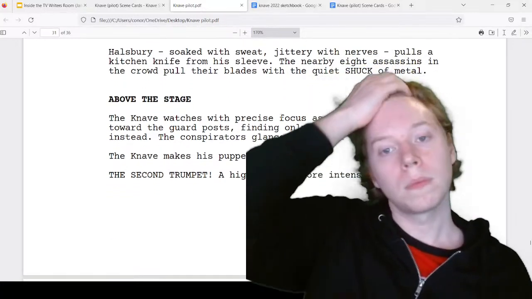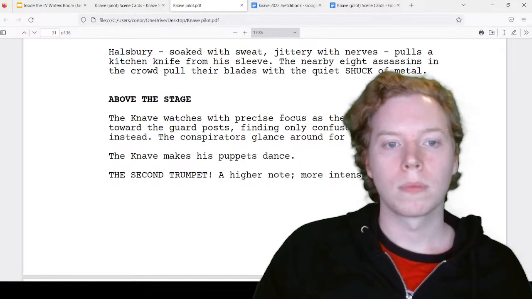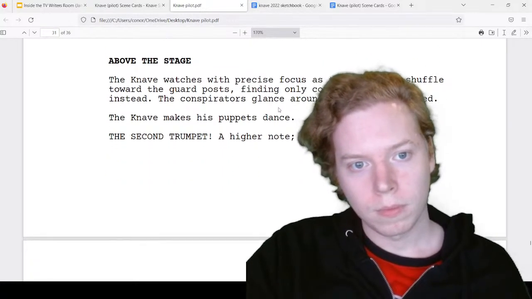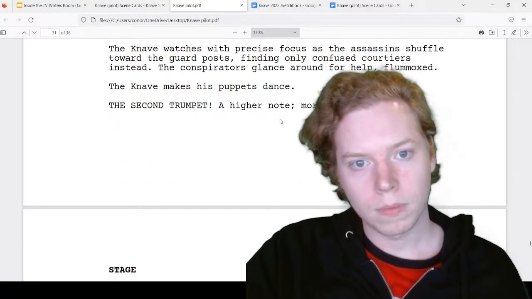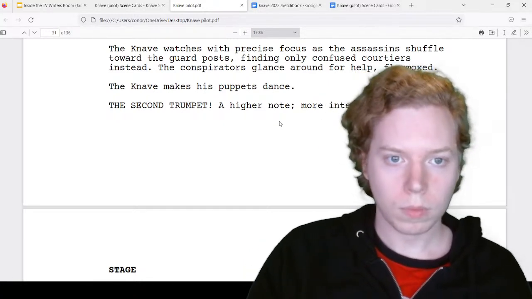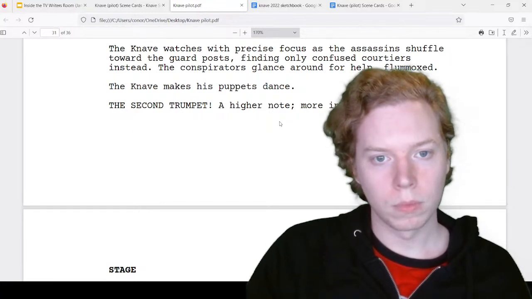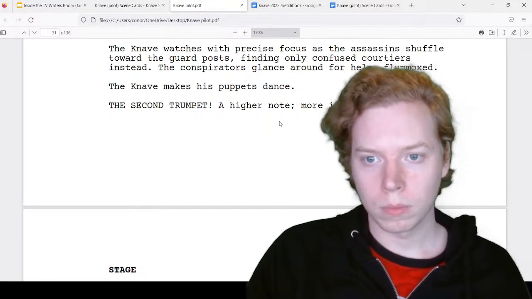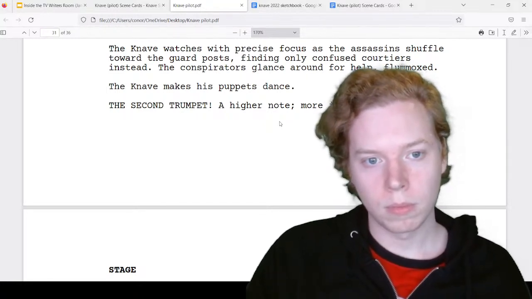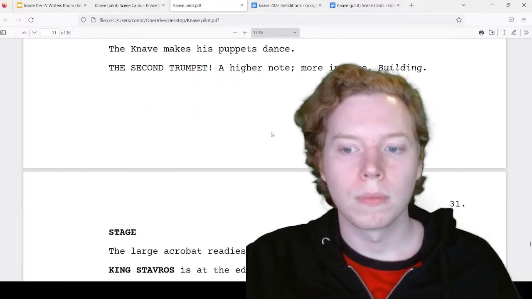Halsbury, soaked with sweat, jittery with nerves, pulls a kitchen knife from his sleeve. The nearby 8 assassins in the crowd pull their blades with the quiet shuck of metal. Above the stage, the knave watches with precise focus as the assassins shuffle towards the guard posts, finding only confused courtiers instead. The conspirators glance around for help, flummoxed. The knave makes his puppets dance. The second trumpet, a higher note, more intense.